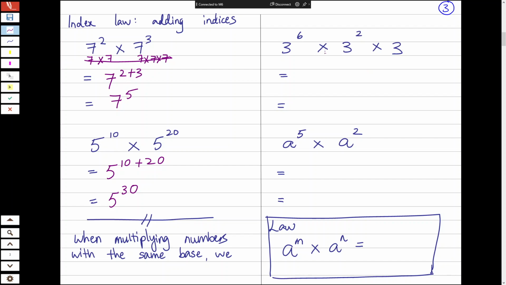McKenna. What are your thoughts of this one? 3 to the power of 9. 3 to the power of 9. Okay. So I agree that it's 3 to the power of 9, but we need to be clear on how we get there. So what was your thought process? Well, you just plus the 6 and 2, and then add on 1 because of the extra 3.